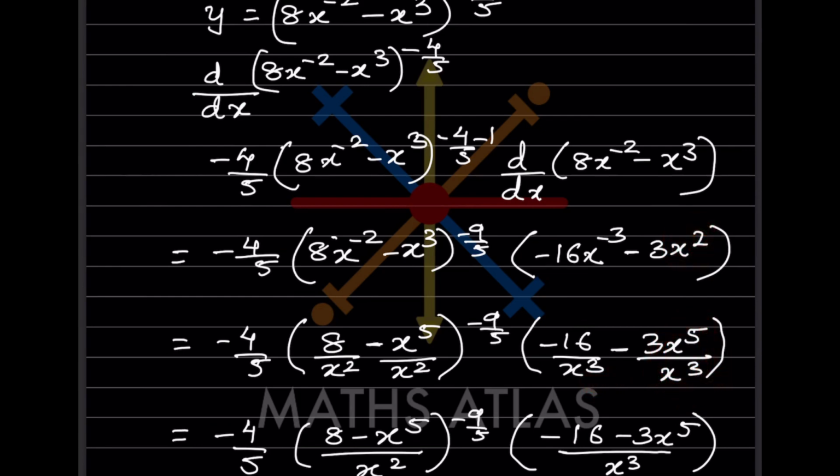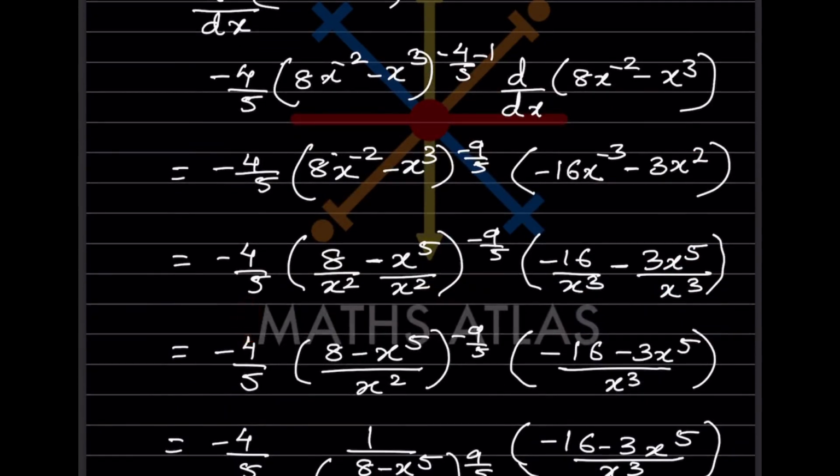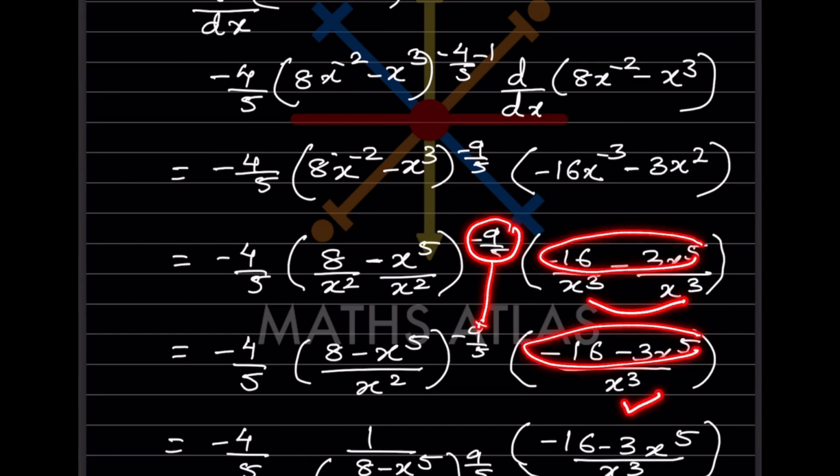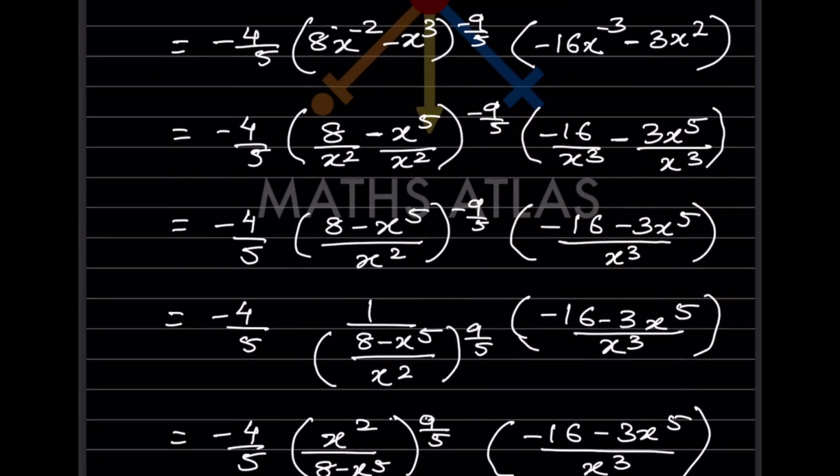So now this is the same. Now the denominator is x to the 2, which means we are going to write it only once. The numerator is 8 minus x to the 5. Same. Again the denominator is the same, we can write it only once. This we will write together. So now minus 4 by 5. Now this can also be written as, because this is negative, we can write the reciprocal of that, 1 by this whole thing, and so this becomes positive.